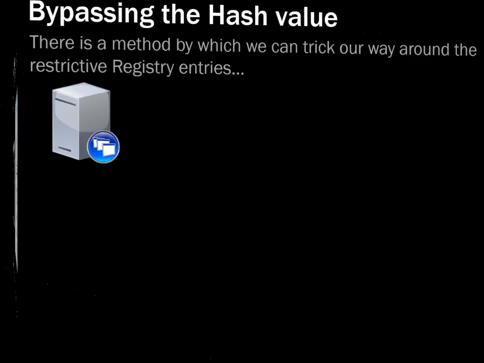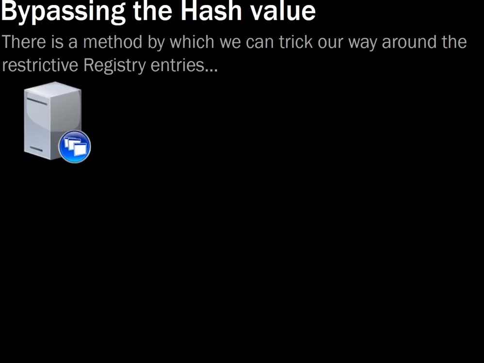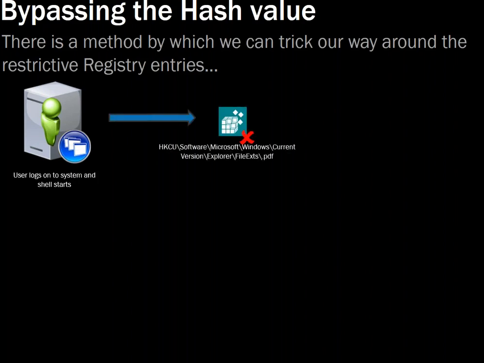Well, there is a way you can trick yourself around this. So say to bypass this hash value, essentially you've got a user who comes and logs onto the system and the shell starts up. Now as it's loading their profile, what you need to do is make sure when it checks that current version Explorer file extension, we take the example here of setting a PDF file to Adobe Reader rather than a text file. Don't know why I changed that over. So it'll check this registry value first.